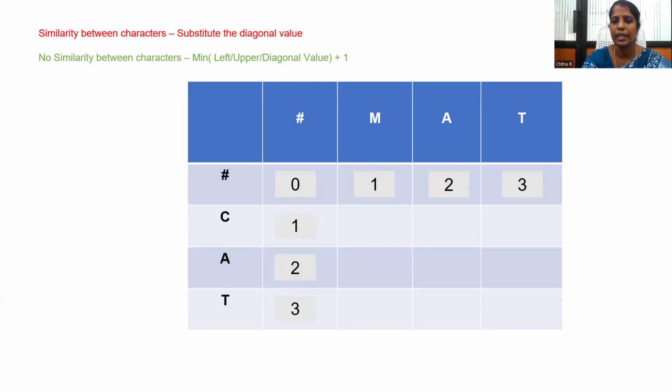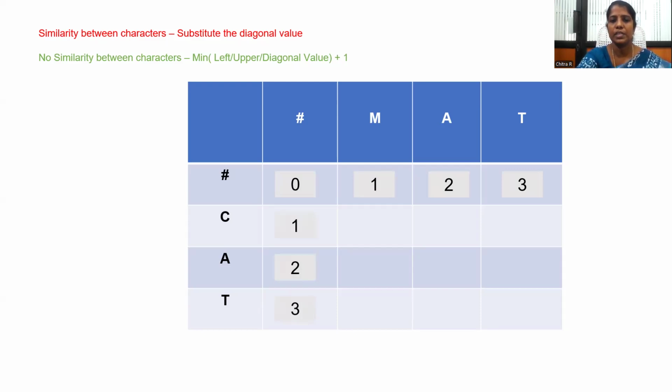Whatever be the string, write the string and give the 0 in the first diagonal space and 1, 2, 3 in the rows and the columns. This is the first step used in the edit distance method and dynamic programming. This algorithm is otherwise called Levenshtein's algorithm.